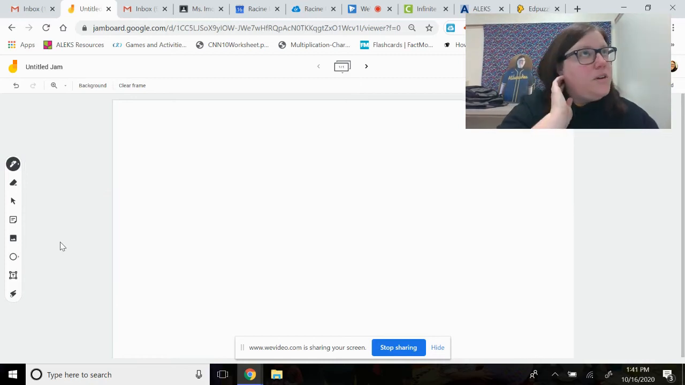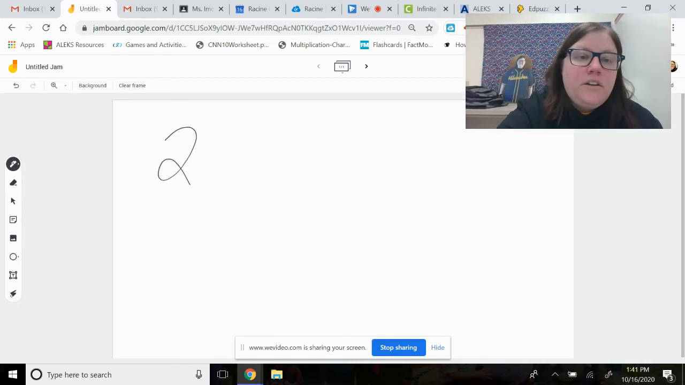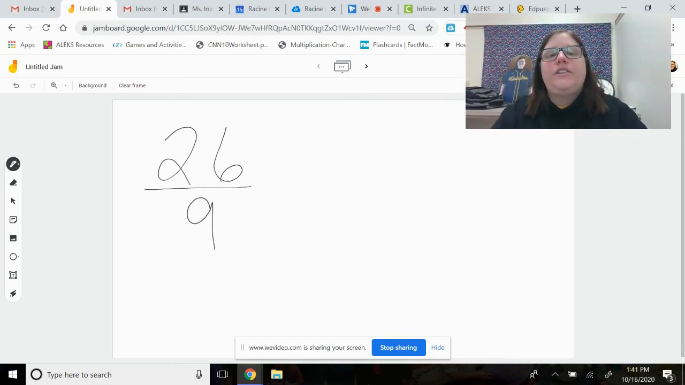So let's go with 26 over, let's do 9. 26 over 9. This is my improper fraction. Last week I went over changing mixed numbers into improper fractions. Now we're going in reverse.